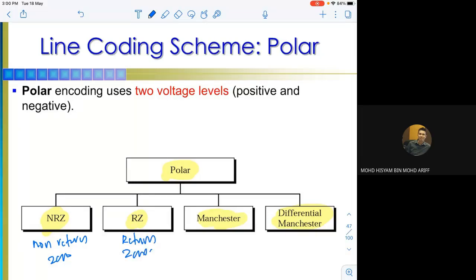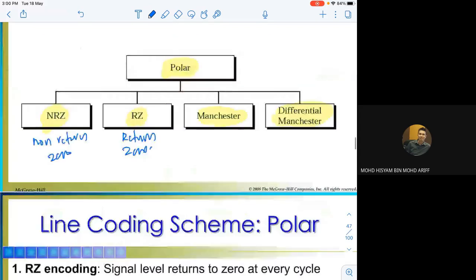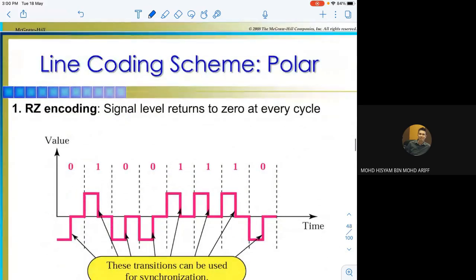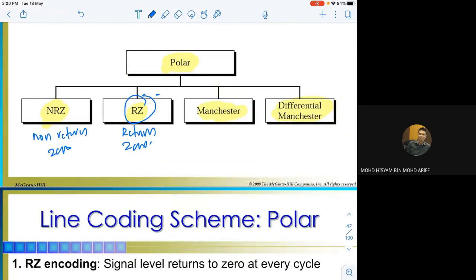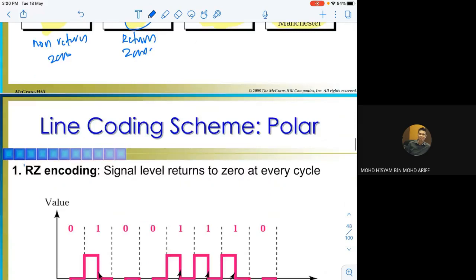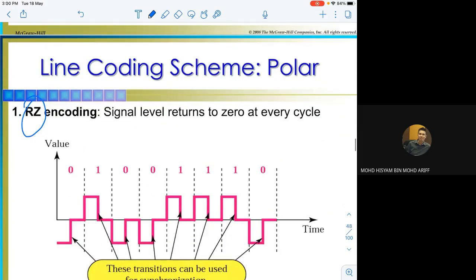Now, tadi unipolar. Polar, you got 2 voltage level. Dia ada positif dengan negatif. Okay, jom slow-slow we go. Okay, return zero. Tengok student sir, tengok ni. This one return zero. So bagi tahu something, return zero.